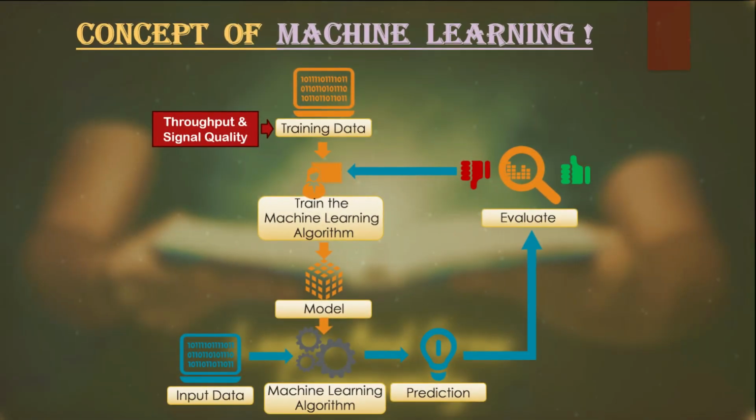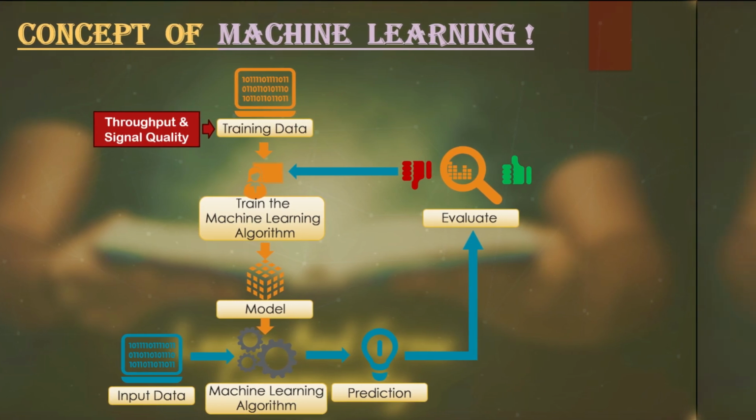Hi, in the last session we had some idea how the machine learning development cycle works in general. Now once you have the machine learning model, let's talk about how you will deploy that in the OpenRAN system.